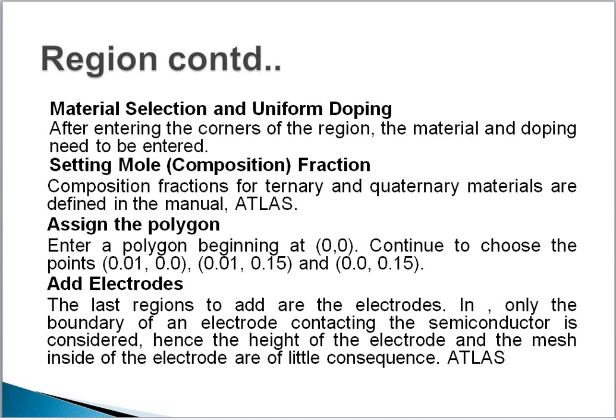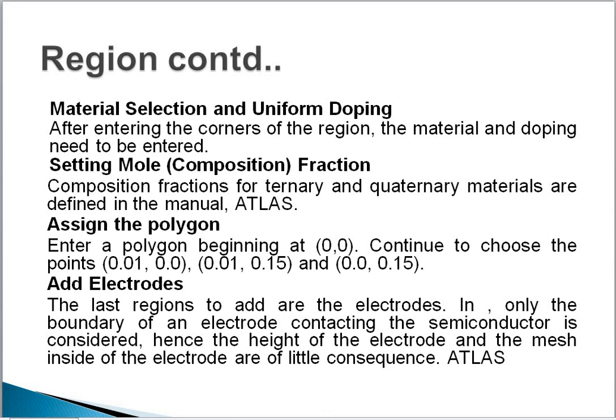Next, assign the polygon. Enter a polygon beginning at 0, 0. Continue to choose the point 0.001, 0. Next points x1, x2, x3, x4. That will decide the area of a region in the work area.